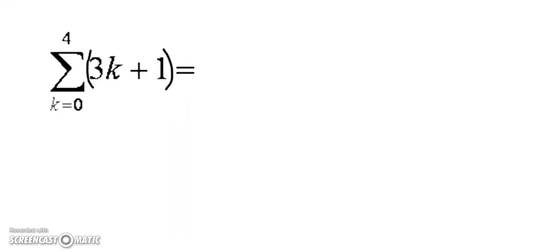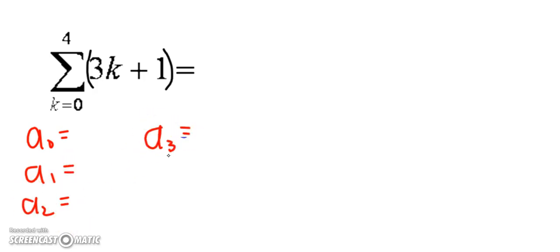Okay, k equals 0 to 4. So in this case, we're going to need to find a sub 0, a sub 1, a sub 2, a sub 3, and a sub 4. I want you to go ahead and practice that. Okay, so go ahead and pause your video and then we'll compare numbers in just a second. Pause it. Stop waiting for me to write the answers in.